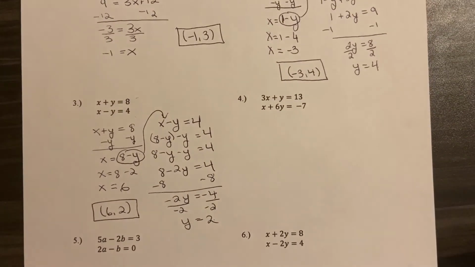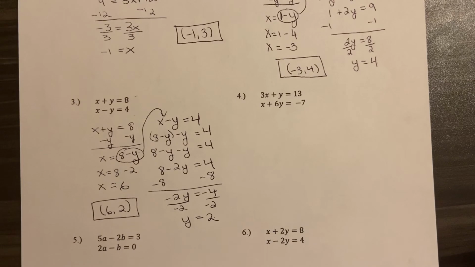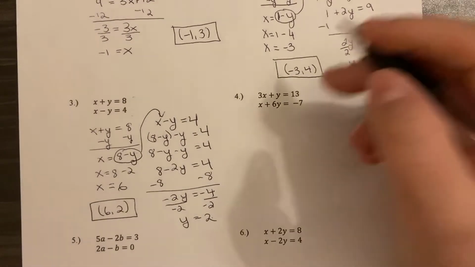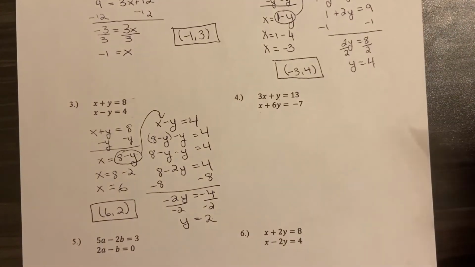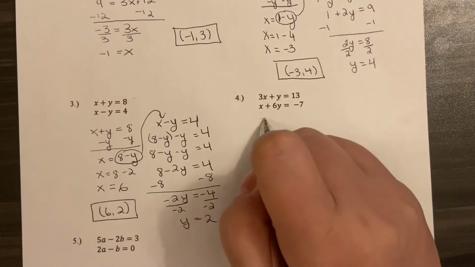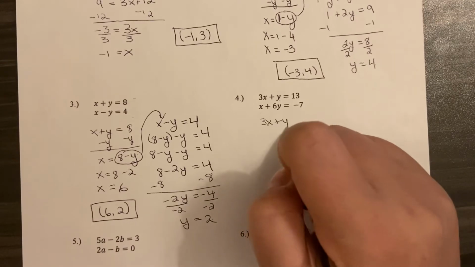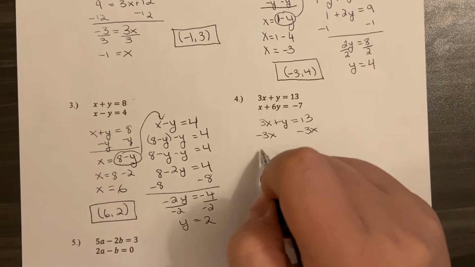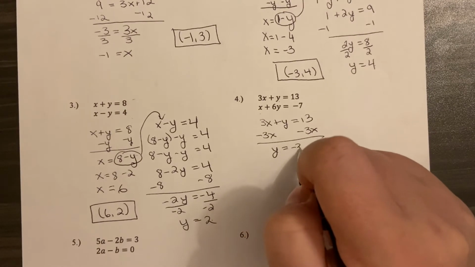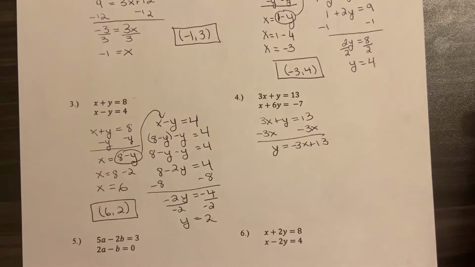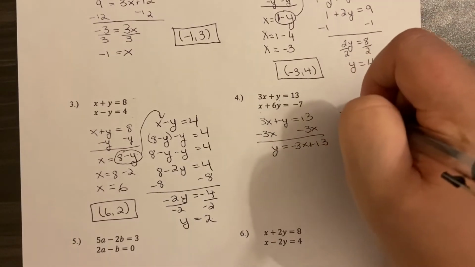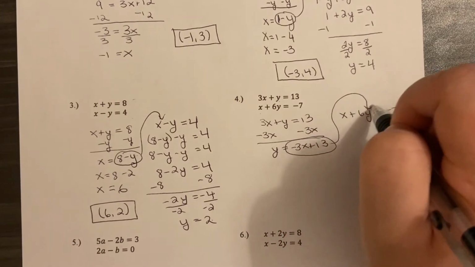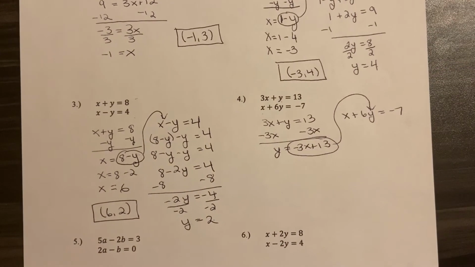Okay, number 4 right next to it. For this one, again, I could either start with the first one or the second one because x and y are both by themselves. So again, I'm just going to go with the top. No particular reason, just going to go with that one. And I'm just going to subtract 3x from it. So we get y is negative 3x plus 13. So then I'm going to take the second equation and sub this quantity for y into the equation.